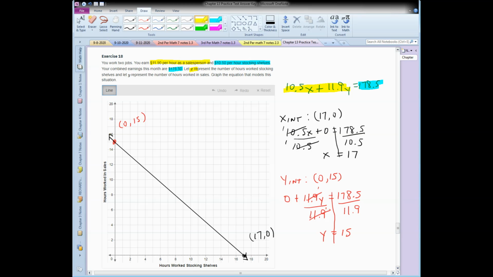And then it tells you x represents the number of hours you work stocking shelves. Well, how much did I make stocking shelves? I made $10.50. I multiply that by x. And then y represents the number of hours you worked in sales. Well, how much did I get paid for sales? $11.90 per hour. So I have 11.9 times y. This is in standard form. And it says graph the equation that models this situation. So I'm going to go ahead and graph it.